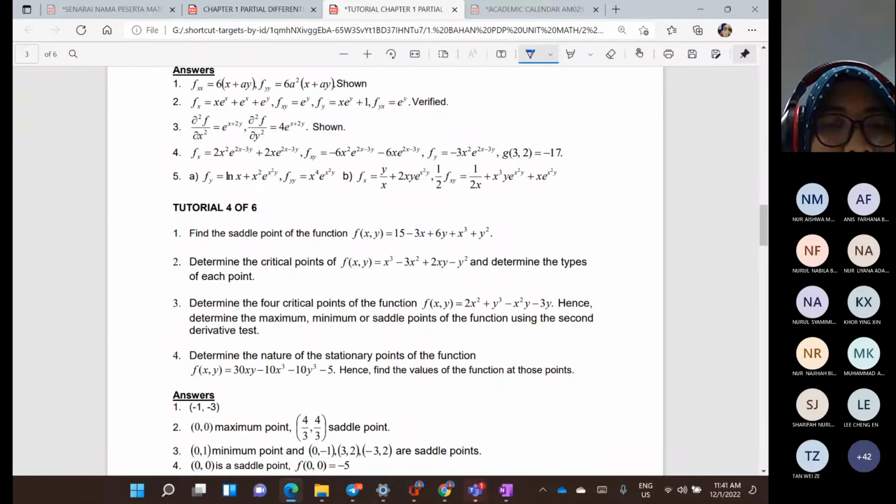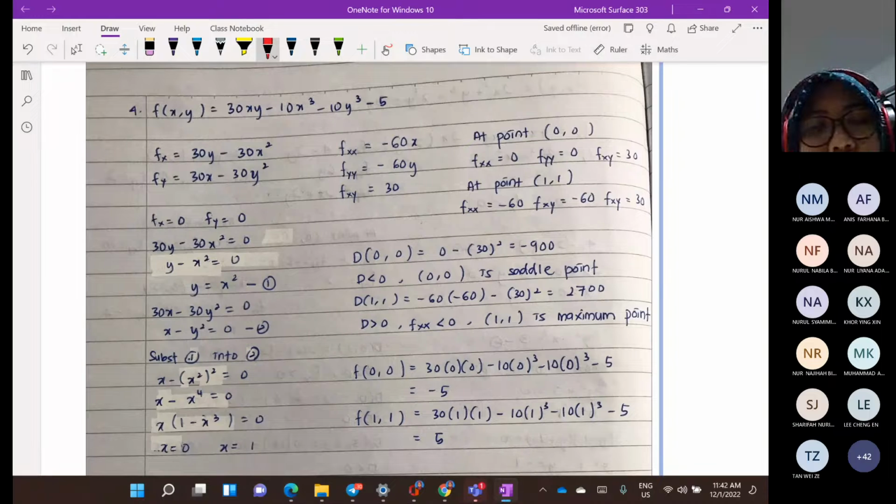Right, number 4. Determine the nature of the stationary points of the function f(x,y) = 30xy - 10x^3 - 10y^3 - 5. Hence, find the values of the function at those points. Simple. The steps are all the same, as explained earlier. Step 1, step 2, step 3 and step 4.